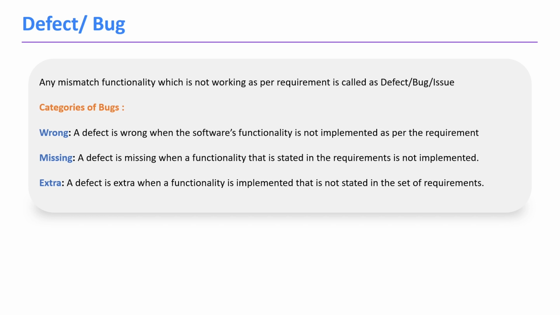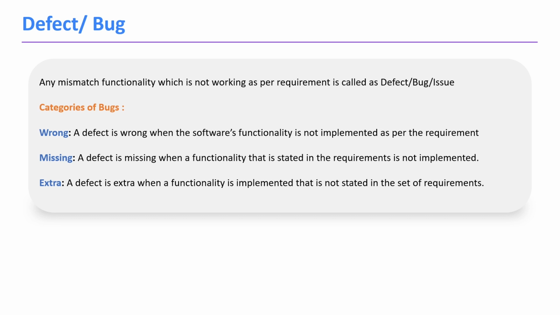Then next is missing. We can say that a bug belongs to the missing category when a functionality that is there in the requirement is not implemented in the software application, so it is missing from the actual software application. In that case we can say that the bug belongs to the missing category.